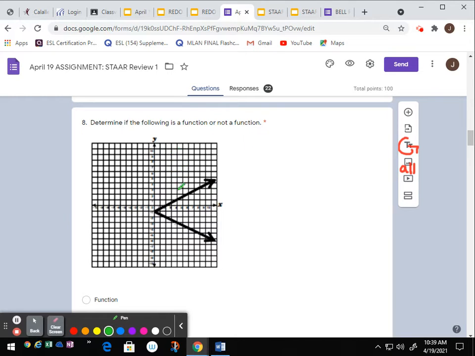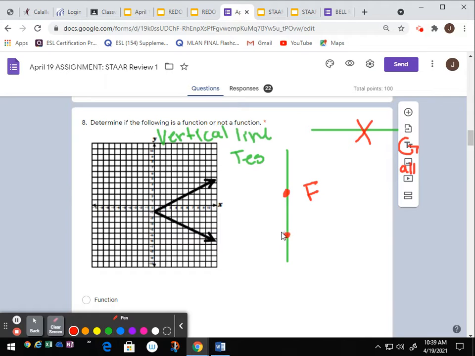That means anywhere on this graph, we can draw a vertical line going up and down. Remember, vertical is straight up and down. Horizontal is this way. We're doing the vertical line test, so not this. We want this one right here, up and down. If the vertical line hits the graph only one time, then it is a function. If it hits it twice, 1, 2, it becomes not a function.